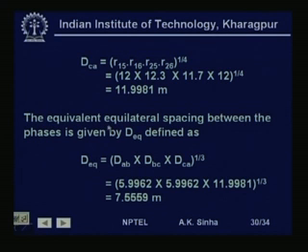Now, the equivalent equilateral spacing between the phases is given by DEQ, defined as DEQ is equal to DAB into DBC into DCA, cube root of that. So, if we find out the equivalent equilateral spacing DEQ, that comes out to be 5.9962 into 5.9962 into 11.9981, cube root of that, that comes out to be 7.5559 meter.